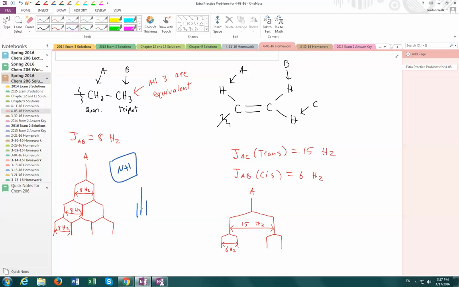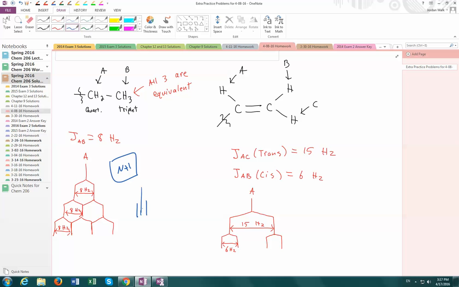Now the one case we really looked at in class where we didn't have that is in a double bond like this. Protons A, B, and C are not chemically equivalent, because they all have different relationships in this structure. So when we think about A, we're going to have splitting between A and B, but we're also going to have splitting between A and C, and because the relationships are different, those coupling constants end up being different as well.